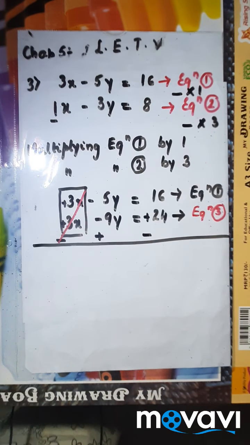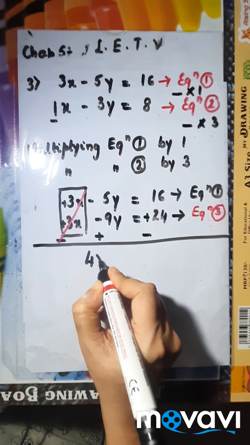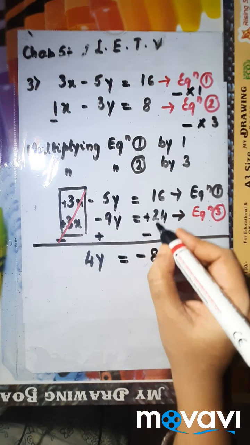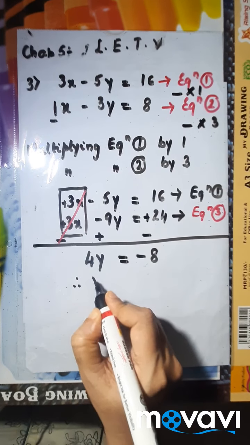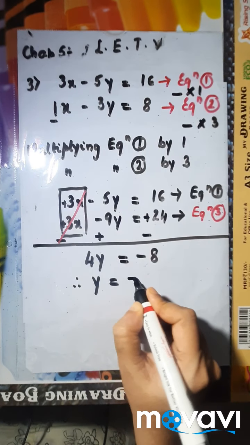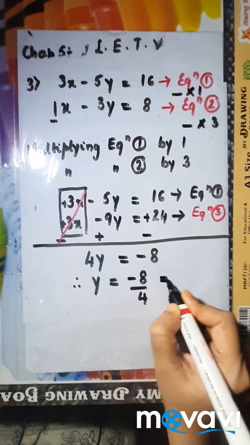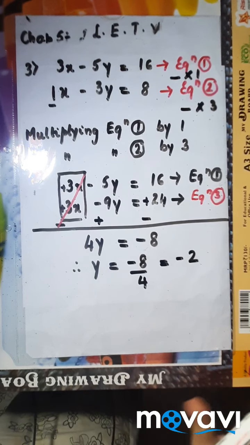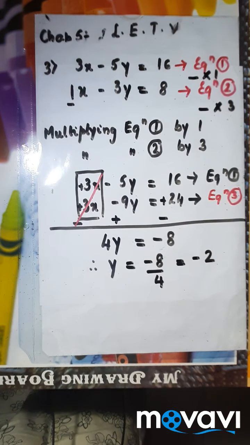right? Minus 5 plus 9 is 4y is equal to minus 8, because plus 16 minus 24 is minus 8. Therefore, y is equal to minus 8 upon 4. Y is equal to minus 2. Is that clear? Y is equal to minus 2. Okay.